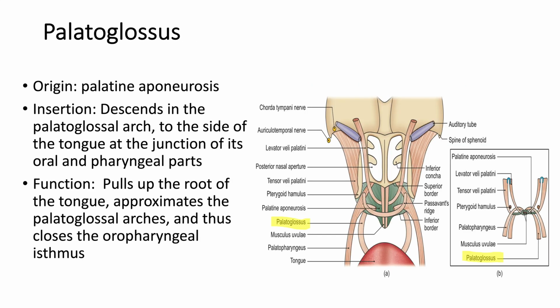Next I will be talking about is palatoglossus muscle. Starts from the palate, goes to the tongue. So its origin is palatine aponeurosis and its insertion, it makes the palatoglossal arch, to the side of the tongue at the junction of its oral and pharyngeal part. Its function is to pull up the root of the tongue and approximates the palatoglossal arches, and thus it closes the oropharyngeal isthmus.